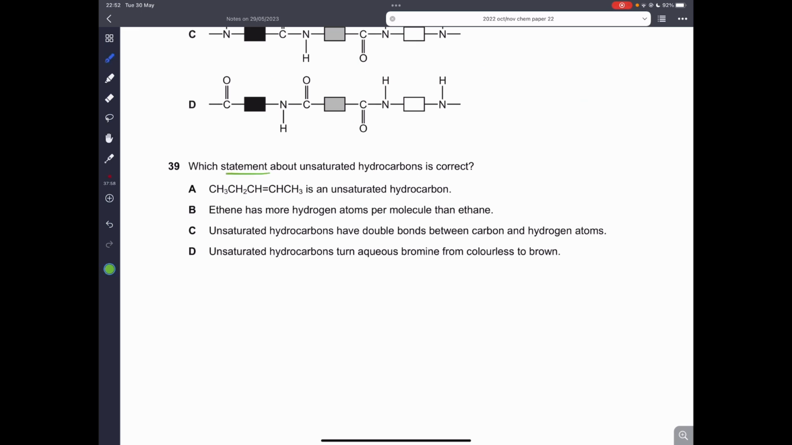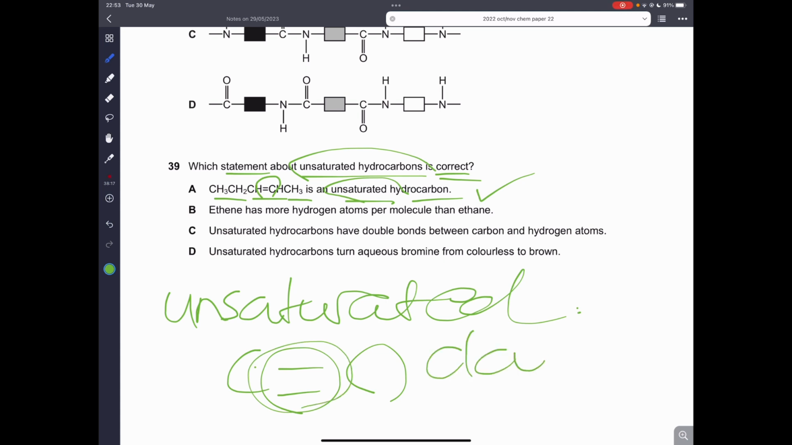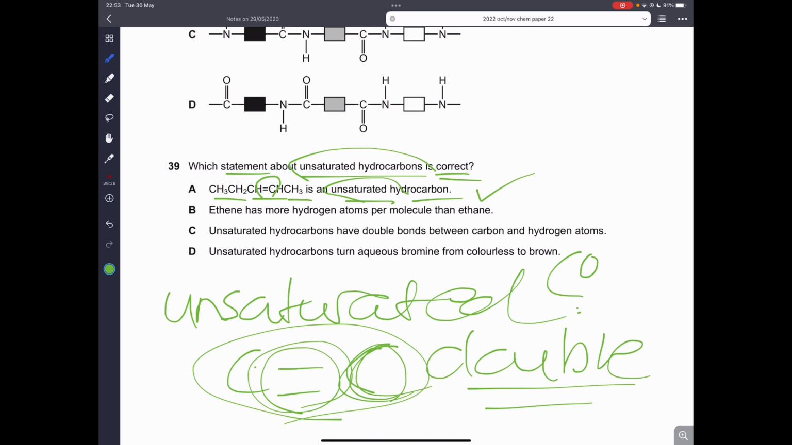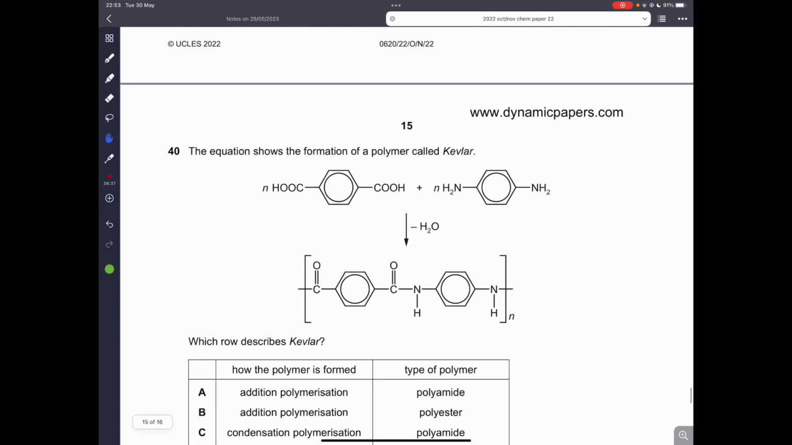Now 39. Which statement about the unsaturated hydrocarbons is correct? Well, CH3, CH2, okay, there's a double bond, it's an unsaturated hydrocarbon. Well, this is correct, because an unsaturated hydrocarbon basically contains one or more double bonds. Carbon-carbon double bonds, basically. Carbon-carbon double bonds is very important. One or two or three or more carbon-carbon double bonds. This is the meaning of unsaturated hydrocarbon. So A is the correct answer.